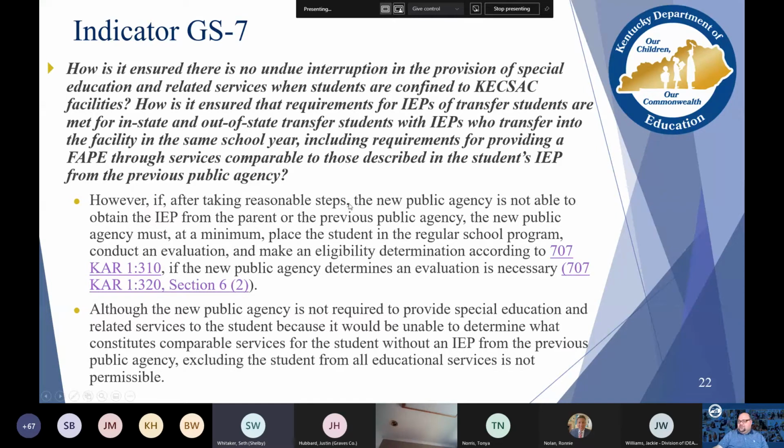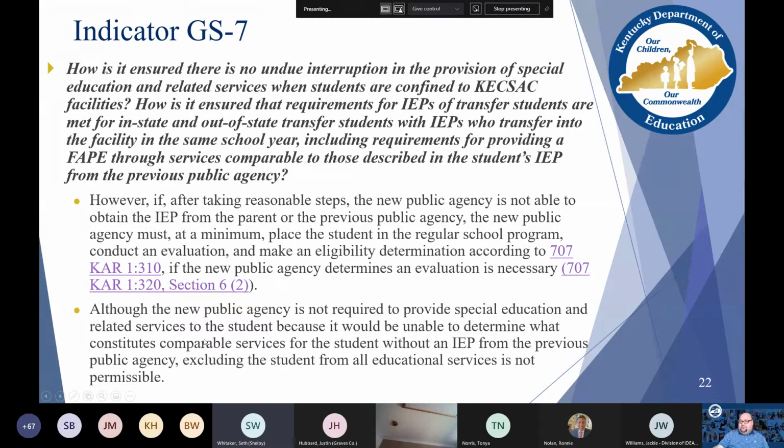However, if after taking reasonable steps, the new agency is not able to obtain the IEP from the parent or the public agency, the new public agency must at a minimum place the student in the regular education program, conduct an evaluation, and make an eligibility determination. If the new public agency determines an evaluation is necessary, that goes back to child find, and that's why it's so important that you've got those child find policies. So if you suspect a kid has a disability and they haven't been identified, you've got to take the steps to make sure that occurs.